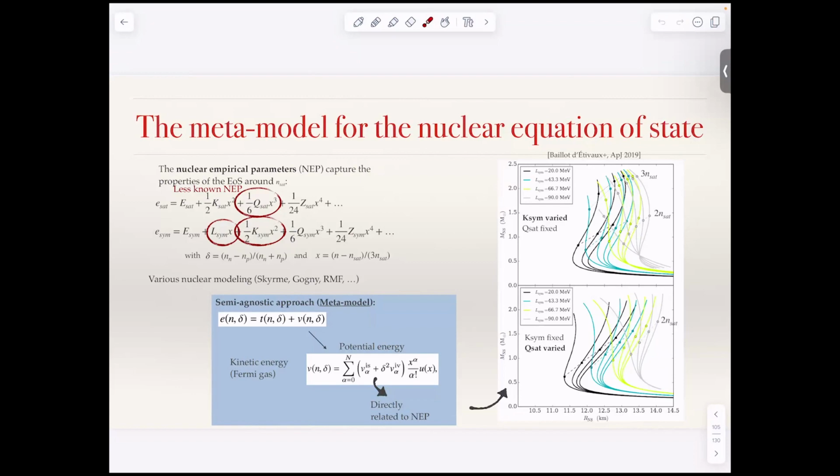And on the bottom panel, I still have a color which depends on the value of LSIM, but this time I vary QSAT, the empirical parameter which controls the density dependence in symmetric matter, and the value of the curvature of the symmetry energy, KSIM. So this parameter is fixed, and you see that you explore mass and radii, but in different ways.